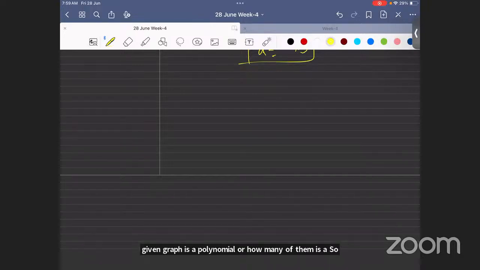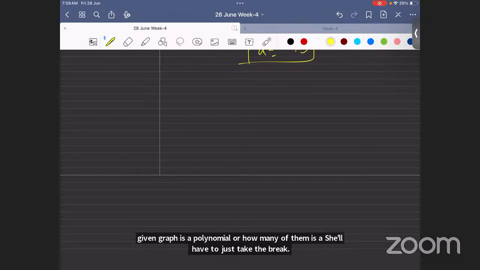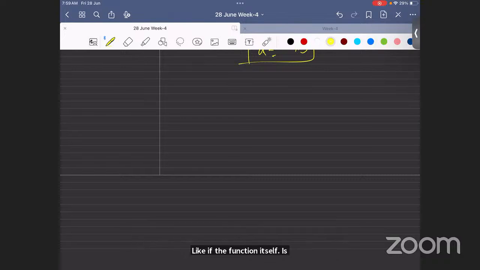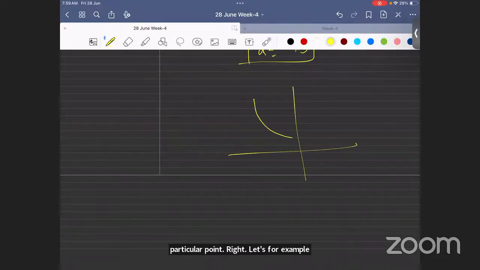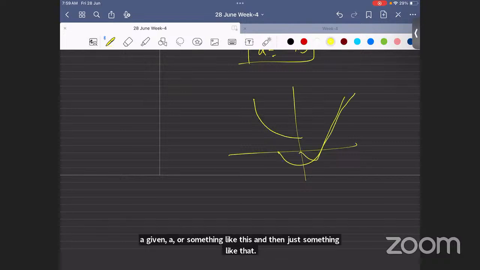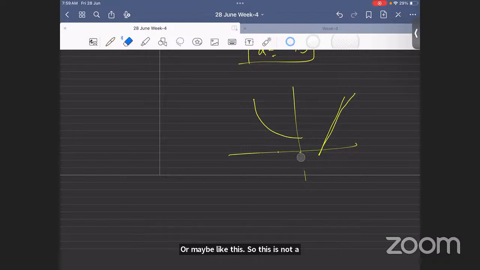So you'll have to just check for a break, whether the function itself is breaking at any particular point. For example, if you have a graph something like this, and then this, something like that, or maybe like this, this is not a polynomial because the function itself is breaking. It should be very smooth, and there should not be any break in a polynomial function. You basically call it a continuous function whenever there is no break.